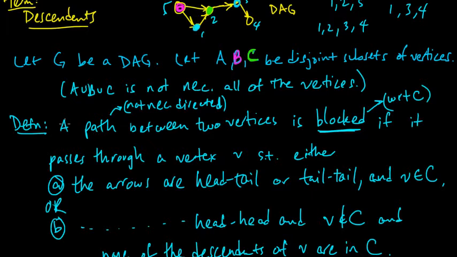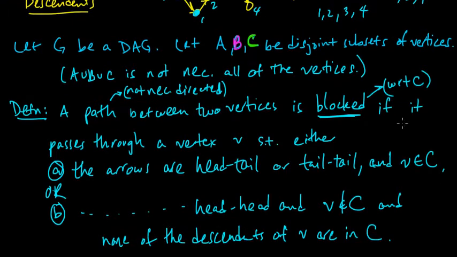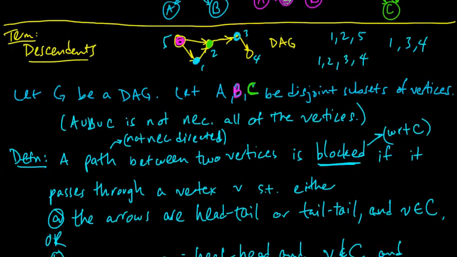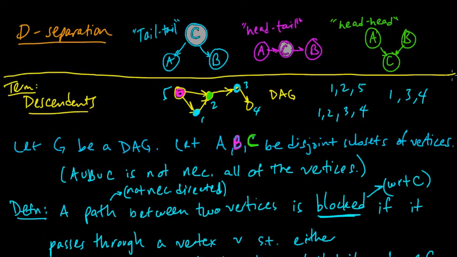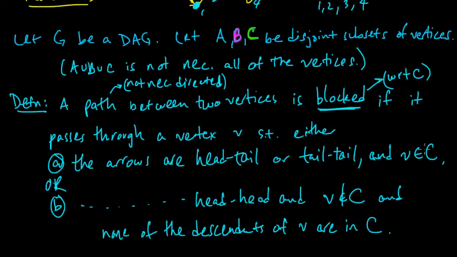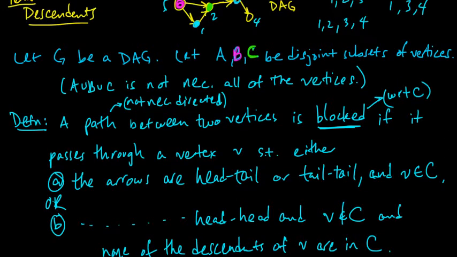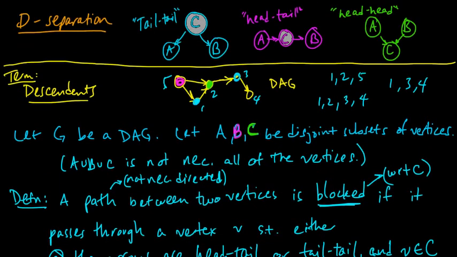Let's just remind ourselves what this is. A path, not necessarily directed, is blocked with respect to C if it passes through a vertex V such that either A, the arrows are head to tail or tail to tail, and that vertex is in the set C; or B, the arrows are head to head and the vertex is not in C and none of its descendants are in C.